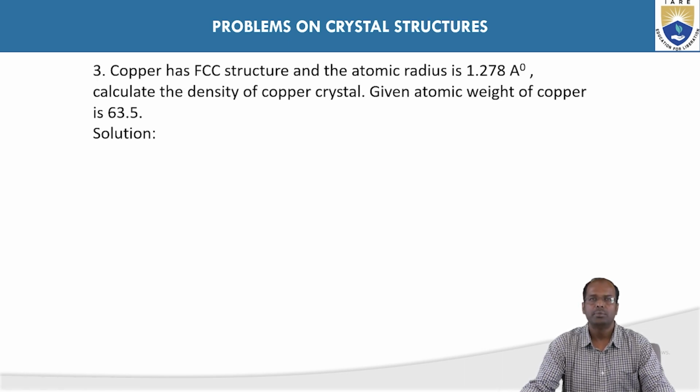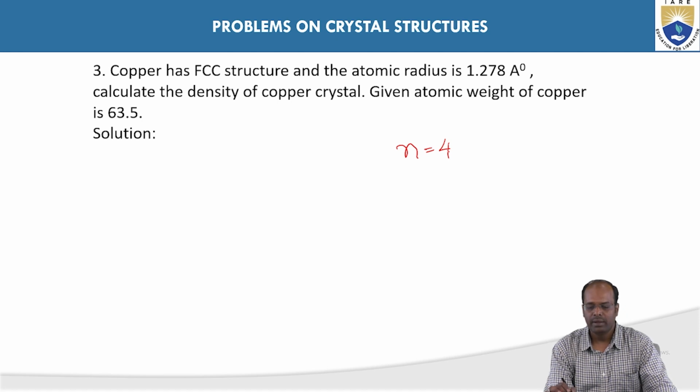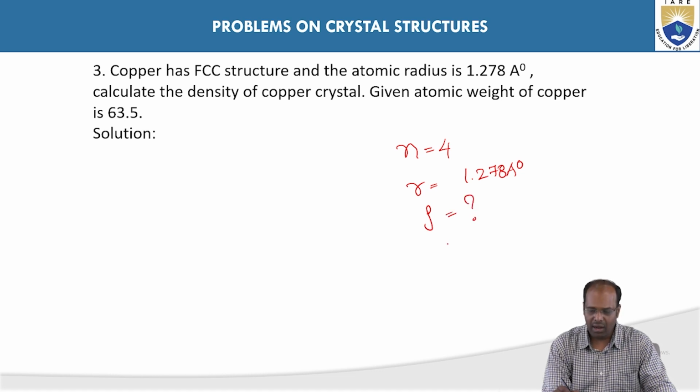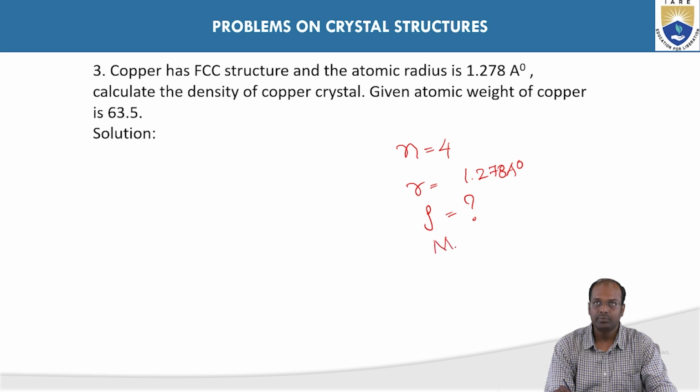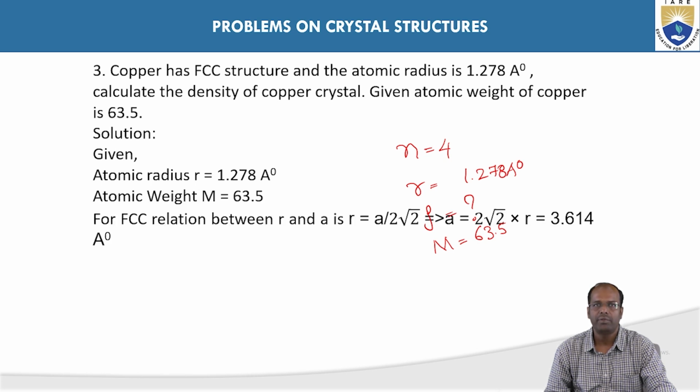Now third problem. Copper has face-centered cubic structure. Face-centered, how many number of atoms? N is equal to 4, and the atomic radius R is equal to 1.278 angstroms. Calculate the density of a copper crystal, given the atomic weight of copper is 63.5. So here it is given atomic radius R is equal to 1.278, atomic weight is equal to 63.5.